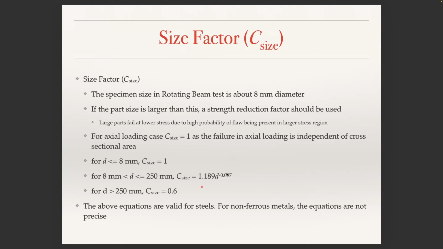This equation is valid only for steel. For non-ferrous metals, these equations are not precise, so you need to look at the charts and get the C size factor. Here we have talked about a circular cross section, but in reality, you may have non-circular cross sections. So please read Norton's machine design textbook on how to account for non-circular cross sections.